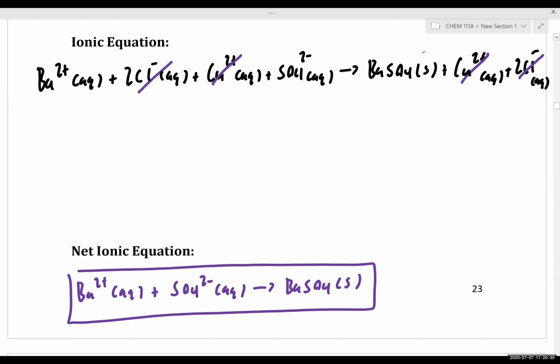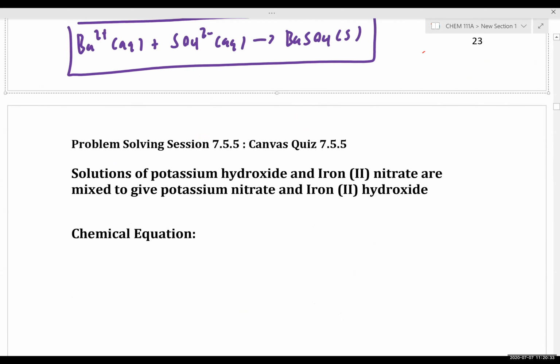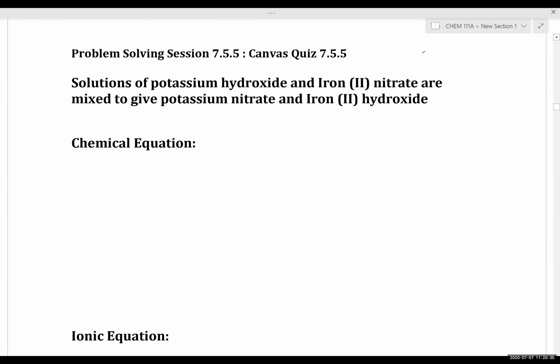Okay, so let's keep going with this chapter and let's do one more example. So again, we're solving a word problem and we're given a solution of potassium hydroxide and iron 2 nitrate are mixed to give potassium nitrate and iron 2 hydroxide. So I'd like you to write out the chemical equation and balance the chemical equation with the correct state symbols. And we'll discuss that first part of this question in about 2 to 3 minutes.